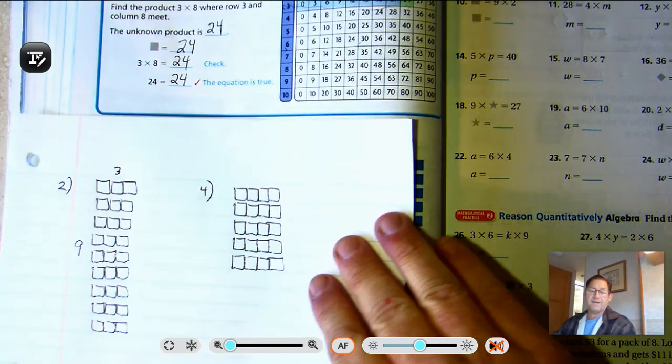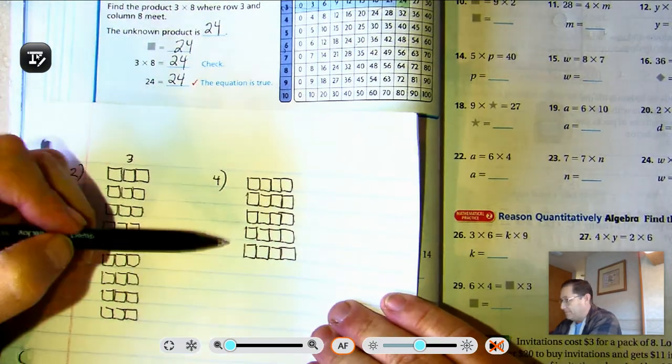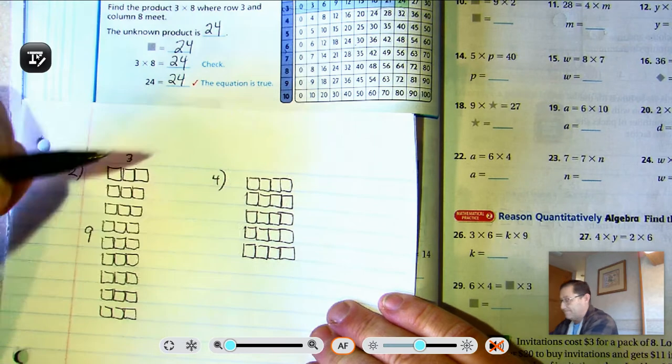All right, so there's my 5 rows of 4. And that doesn't mean I have to count by 4s. I can count by 5s. 5, 10, 15, 20.